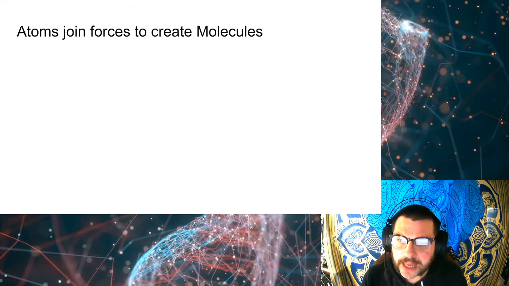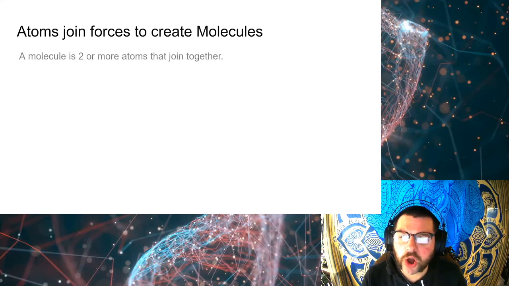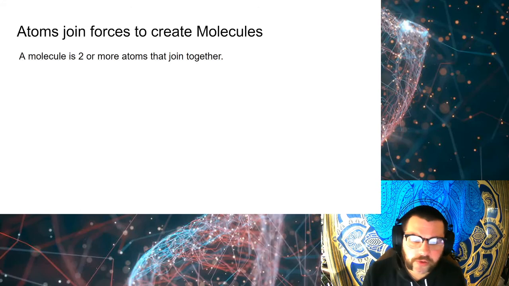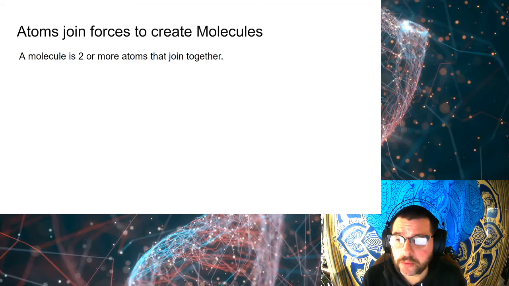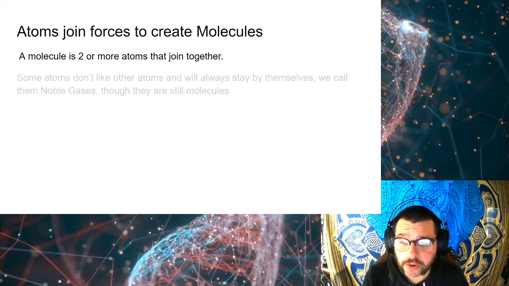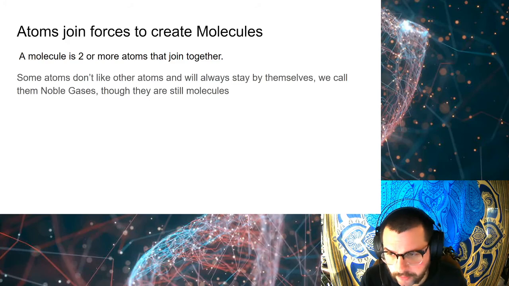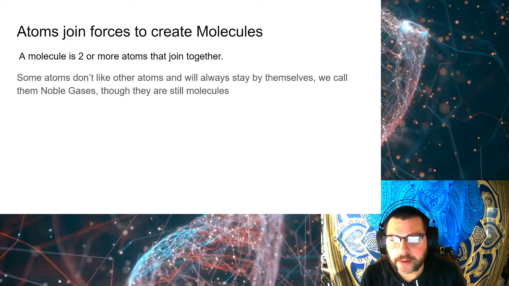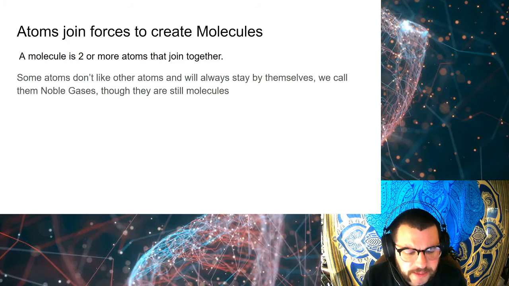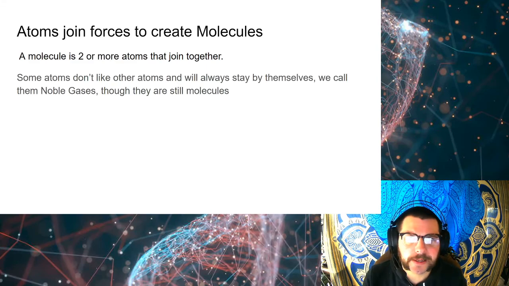Now, sometimes atoms can join forces and form things called molecules. So when two or more atoms join together, we've got what we call a molecule. You maybe have heard of a molecule of water before. Now, some atoms don't like other atoms. They always keep by themselves. You could say they're a loner. We call these noble gases. They hang out by themselves, but they're not going to connect to any other different types of elements out there.